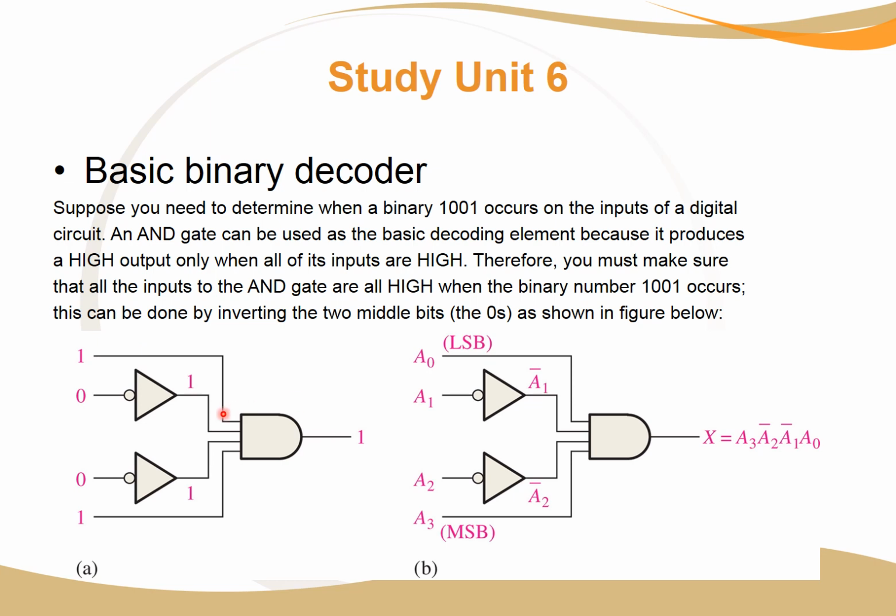So we have a 4-input AND gate, and if that one is 0, we invert it, so it becomes 1. So only when this code comes up, and only when this code comes up, this gate will be high. Okay, so if it's 1101, that would go inverted, would be a 0, and it would not be high. Only when you have 1001 on the inputs to this logic circuit, you will have a 1 on the output.